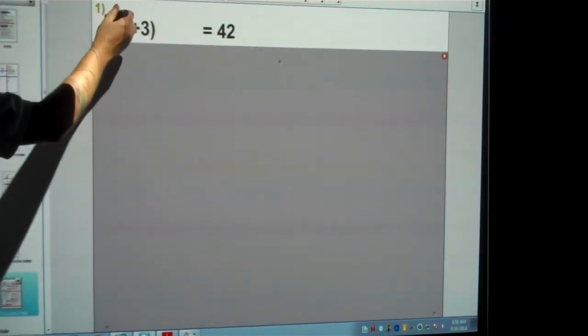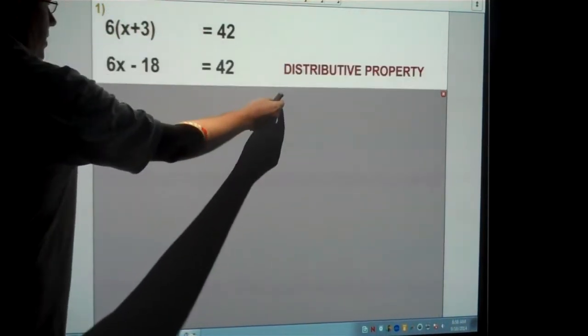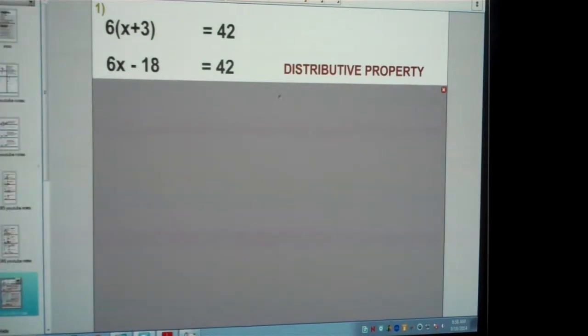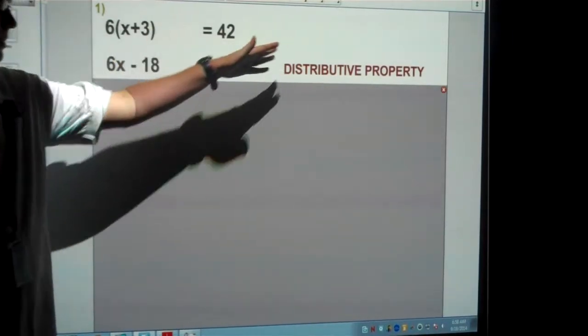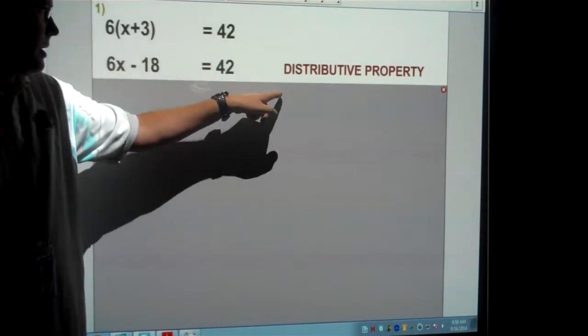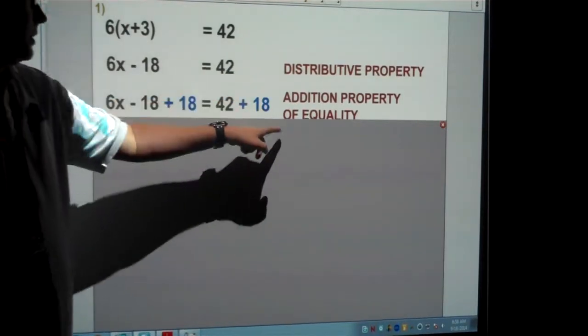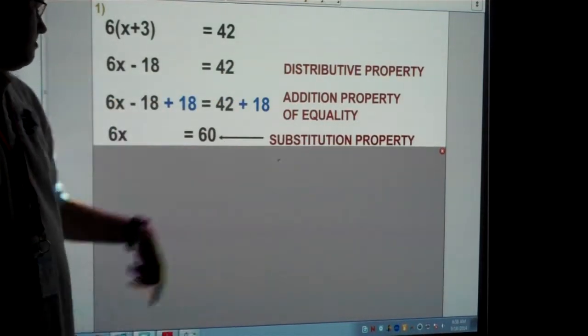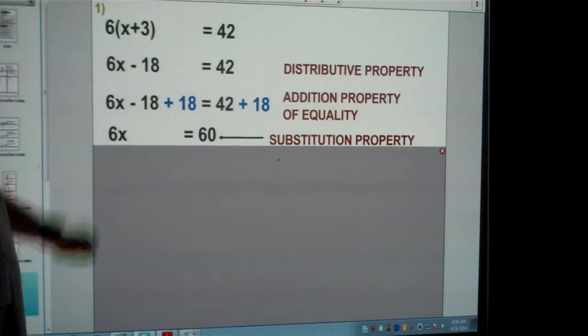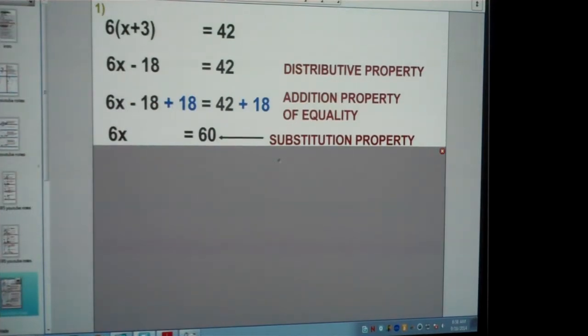So we do 6 times x and then 6 times 3. Now, once we've done that, this actually looks just like the earlier sections with two-step equations. Let's bring all our numbers to the right-hand side. So instead of subtracting 18, I'm going to add 18 to both sides. And as I did that, that would be the property of equality. Go ahead and simplify. 42 plus 18 is 60. And these two are going to cancel out because these are inverses of each other.